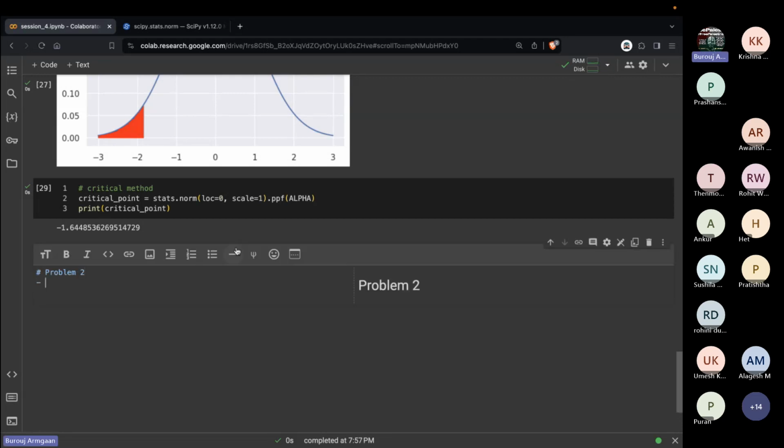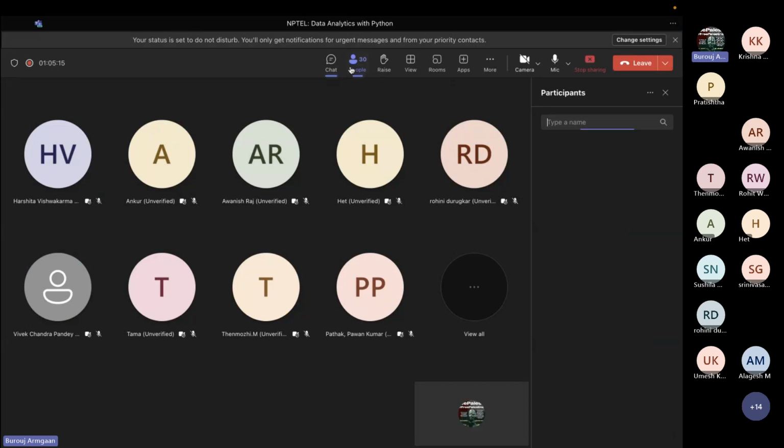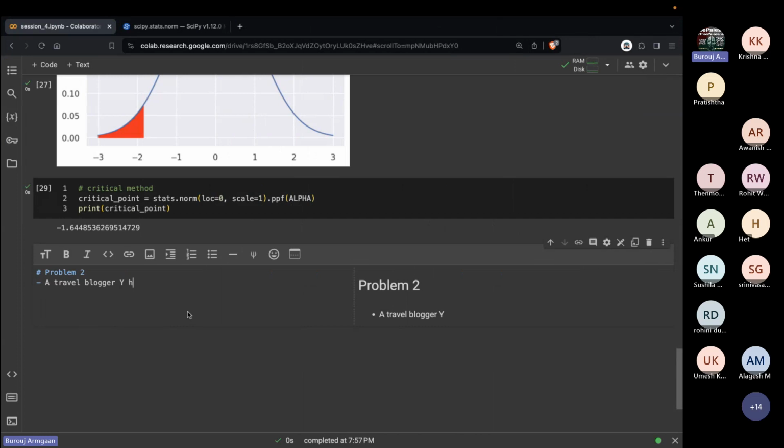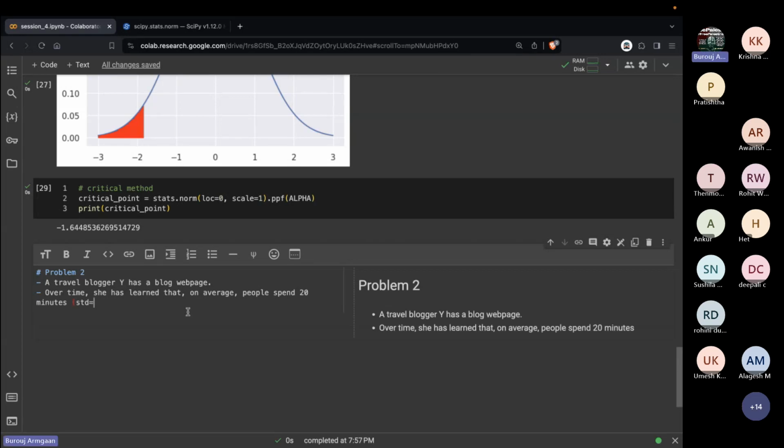Problem 2 says a travel blogger has a blog web page. Over time, she has learned that on average, people spend 20 minutes with a standard deviation of 5 on her page.